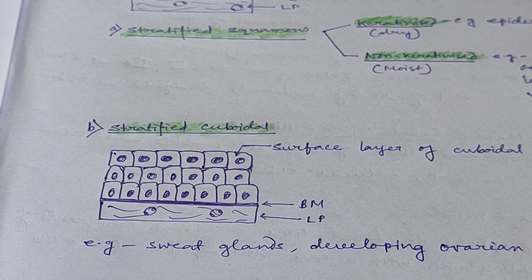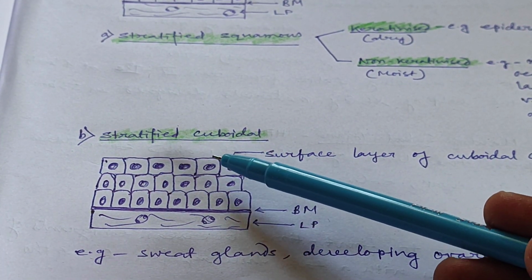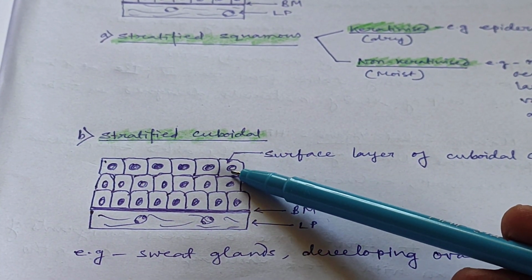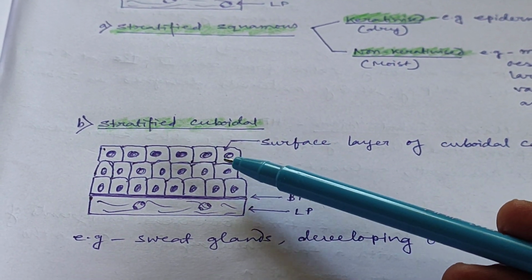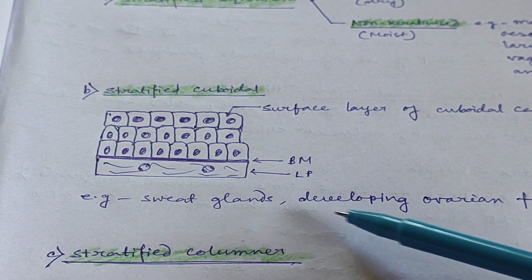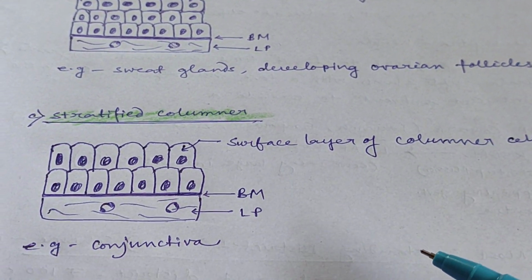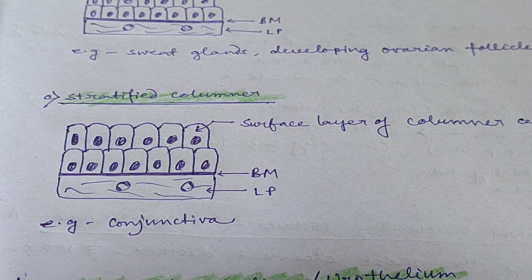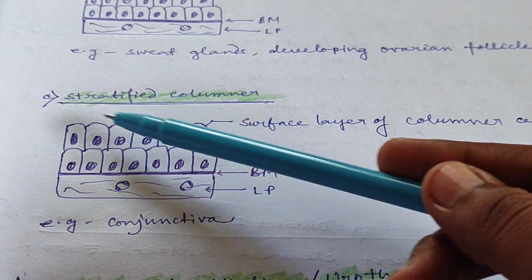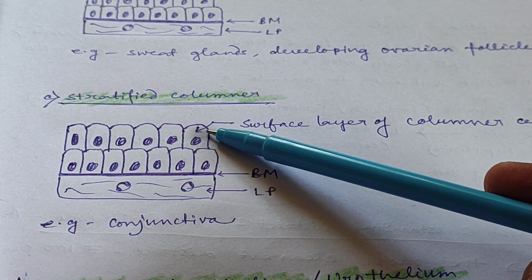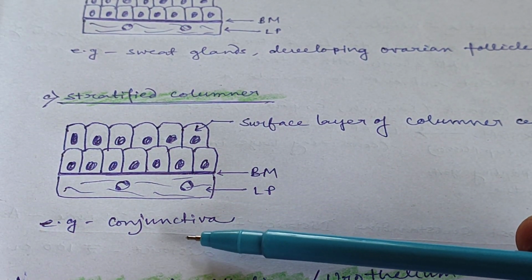Then going to the stratified cuboidal. Here you can see there are several layers of cells over the basement membrane and the upper layer is of cuboidal type of cells. That is why it is known as stratified cuboidal. These types of cells are mainly present in sweat glands and developing ovarian follicles. Then going to the stratified columnar, same thing is here. Over the basement membrane there are several layers of cells and the most upper layer of cell is of columnar type. Okay, these are very rare. They are mainly found in conjunctiva of our eye.